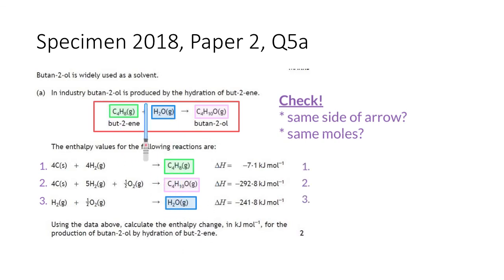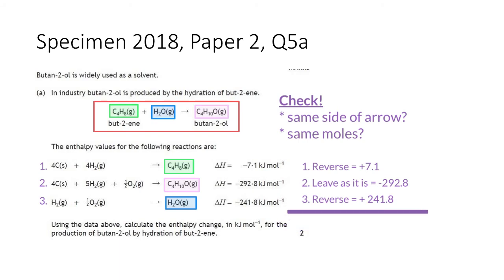So for equation 1, we're on opposite sides of the reaction arrow, so we'll need to reverse this enthalpy change, this enthalpy value. Equation 2, same side of the arrow, same moles, we'll leave this one as it is. Equation 3, they're on opposite sides of the arrow, same number of moles, so we'll be reversing this enthalpy value. All we do now is sum these together to get the total. So that gives us a result of minus 43.9 kilojoules per mole as the enthalpy change for the target reaction.